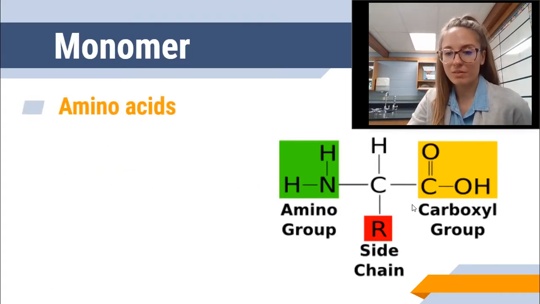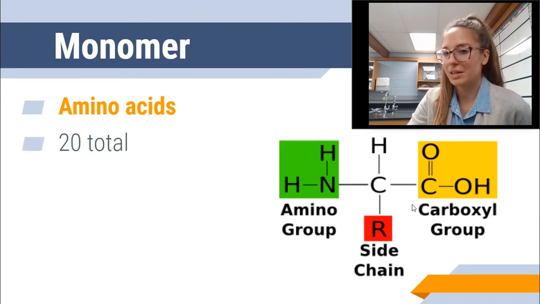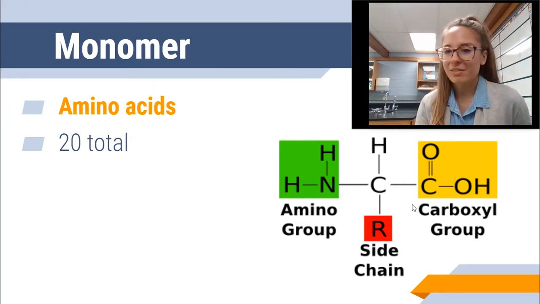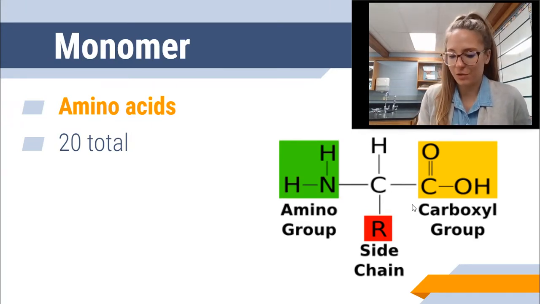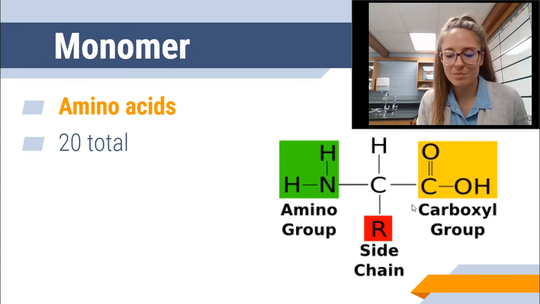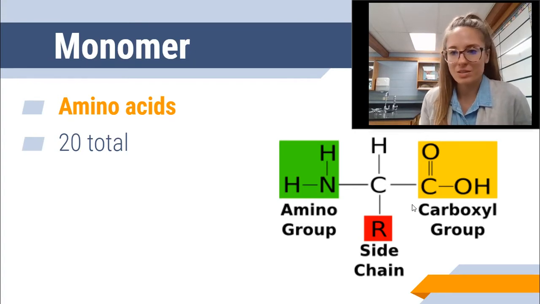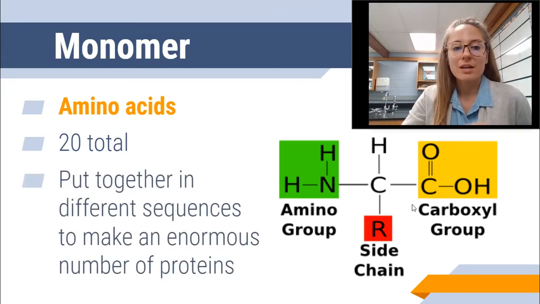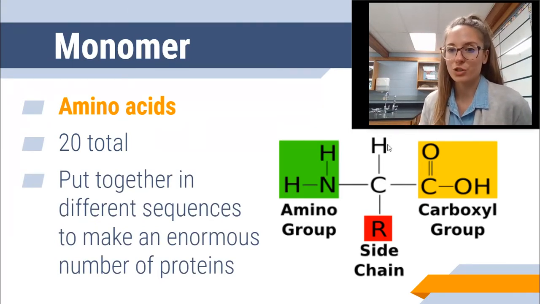The monomer of a protein is an amino acid, and there are 20 amino acids total. And kind of like how we can put different letters of the alphabet together to make different words, you can put different sequences of amino acids together to make different proteins. Now, an amino acid has a couple of different parts to it.